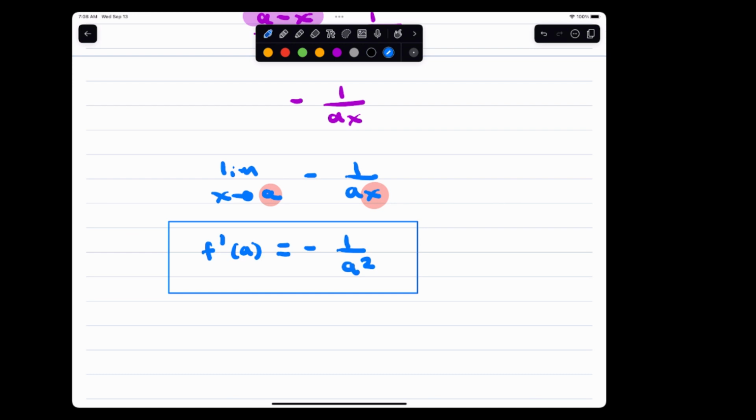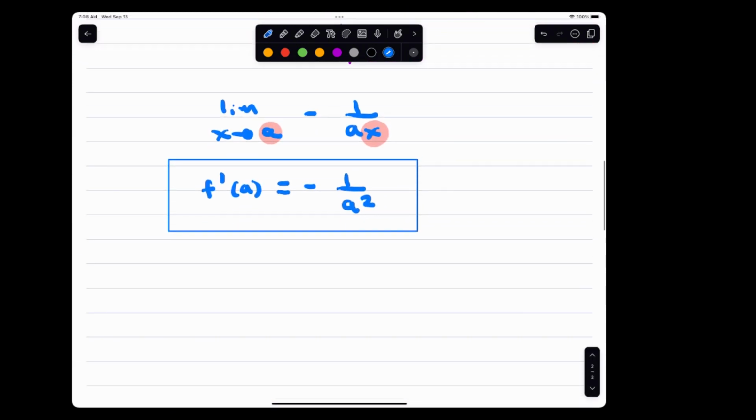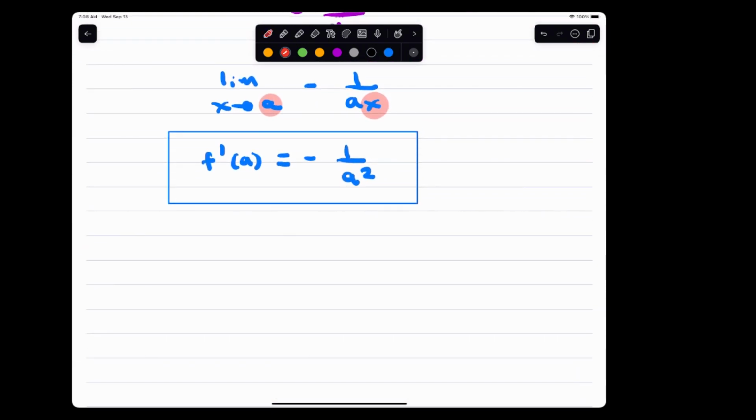However, you might say, what do you mean at any a? Well, what's the problem with this function here? A cannot be what number? 0. Why can't A be 0? Down here, A can't be 0. Is that true?